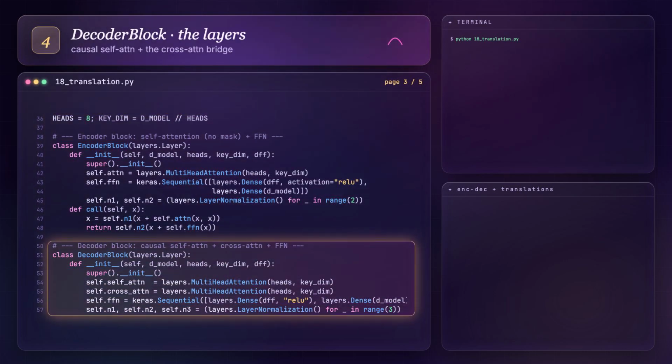The decoder block, and this is where it earns its keep. First, self-attention over the Spanish written so far, with use_causal_mask=True, the line that forbids speaking ahead. Second, a cross-attention multi-head attention. Its query is the Spanish, its key and value are the encoder's English output. That's the bridge. Then the feed-forward net, 3 sub-layers, each residual normed.